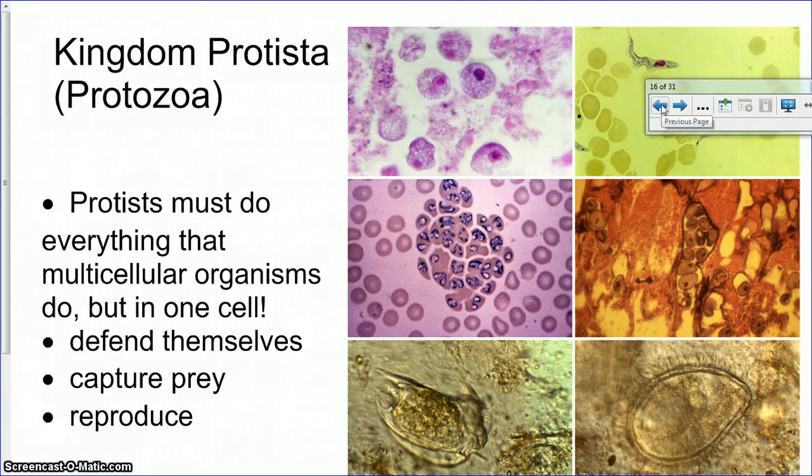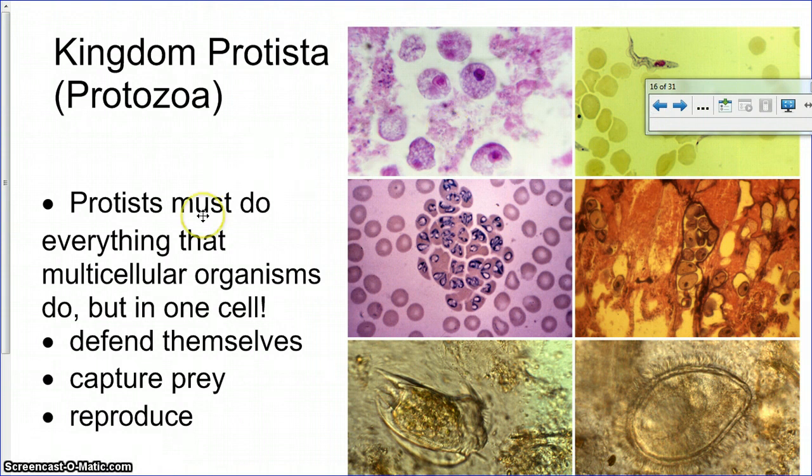So we just talked about the group called the monorans, which makes up two of the three domain classifications. Now we're going to talk about protists, which are the first group of the eukaryotes. So if we talk about the six kingdom classification system, groups 1 and 2 are the monorans, and group 3 are the protists. So oftentimes protists are also called protozoans.